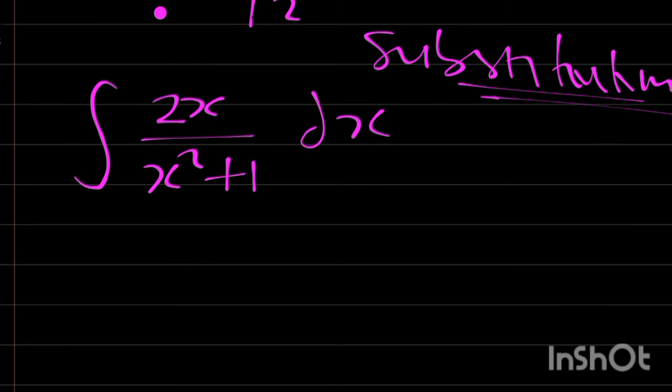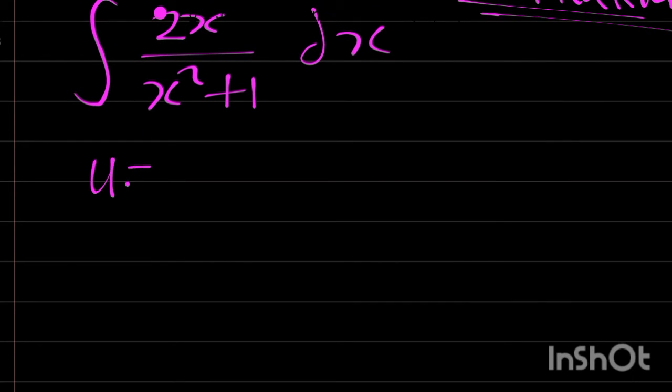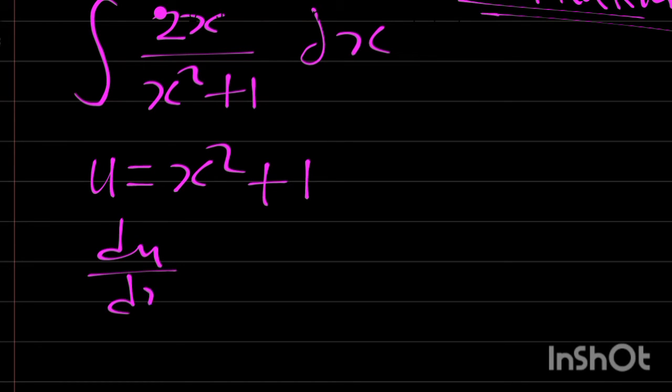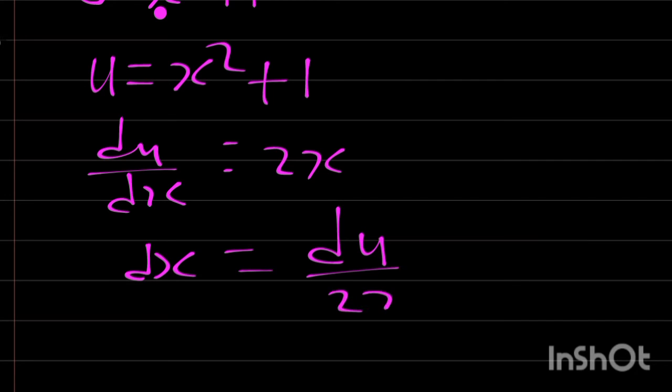Now, whenever you have a fraction like this, take a look at the denominator. If I should differentiate the denominator, can I get something equivalent to the numerator? Yes, because if I differentiate x squared, I'm going to get 2x. Therefore, you take your u to be equal to x squared plus 1. Therefore, du by dx will be equal to 2x. Now make dx the subject of the formula. I have dx is equal to du over 2x.